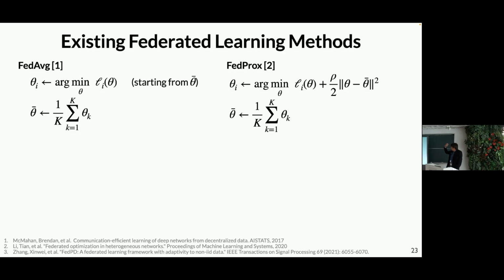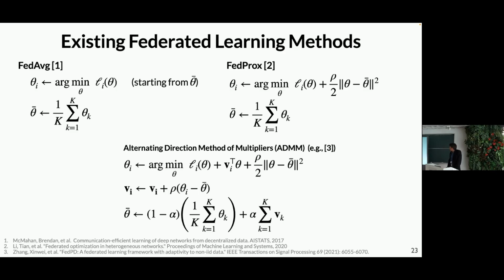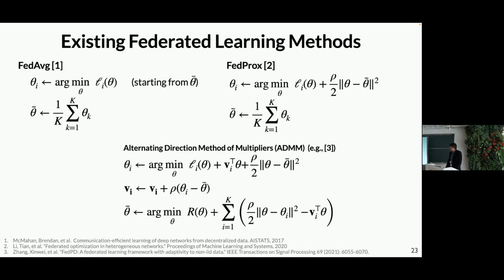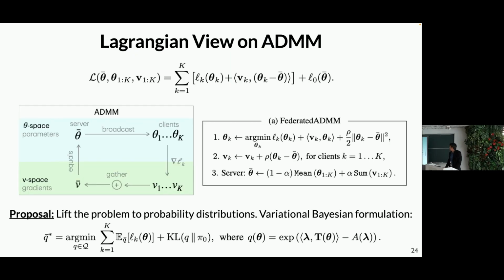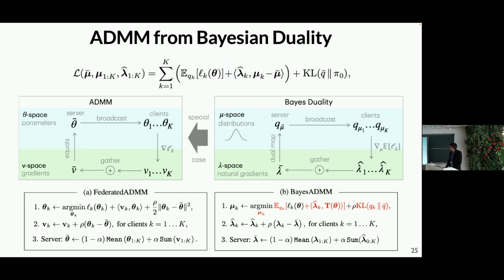And then there are modifications to that, FedProx, and also an old method called ADMM. So these methods only consider the parameter estimates, and they don't consider the weight uncertainty. And what we did, actually, I'm running a bit out of time, so I will wrap up quickly. What we did is we generalized federated ADMM, which is one of the state-of-the-art methods for federated learning.